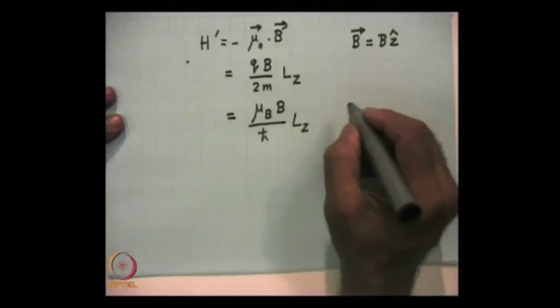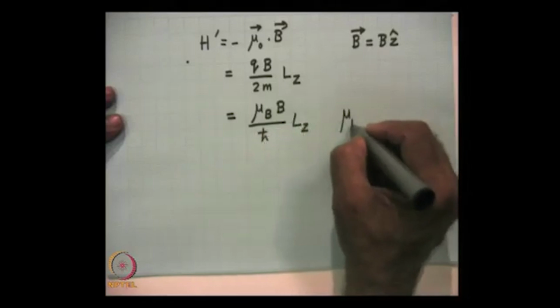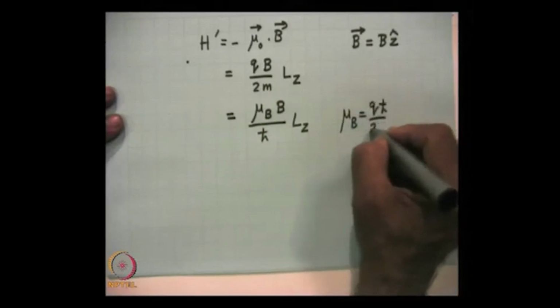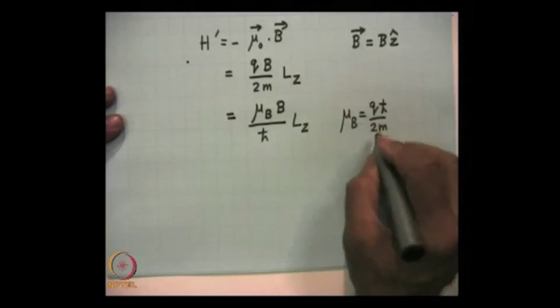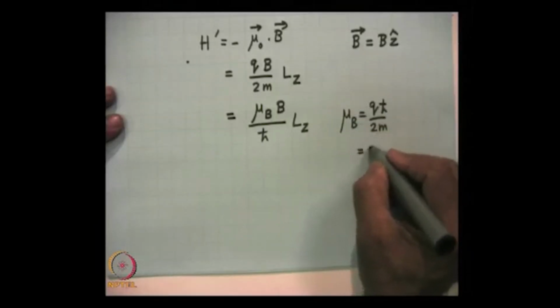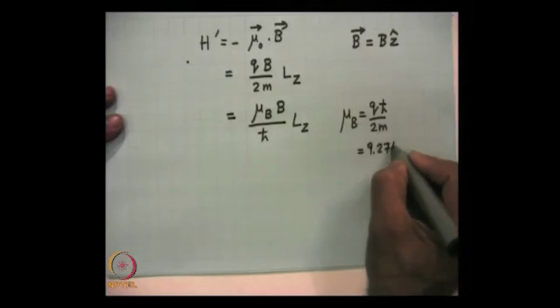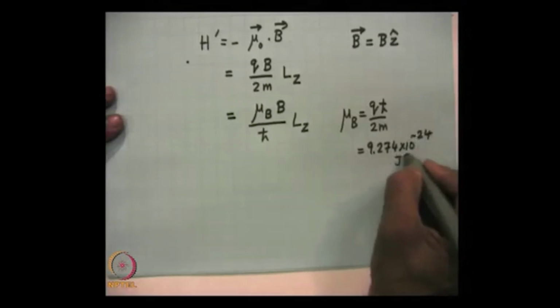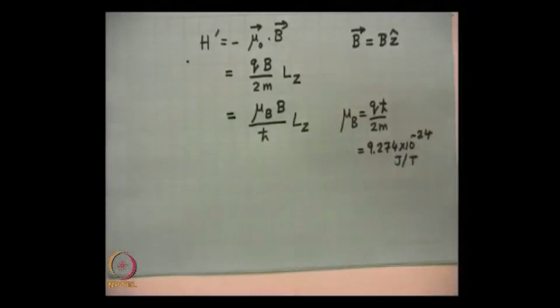And what is mu B? Mu B is equal to Q H cross by 2m, known as the Bohr magneton, and the value is 9.274 times 10 to the power of minus 24 joules per Tesla.